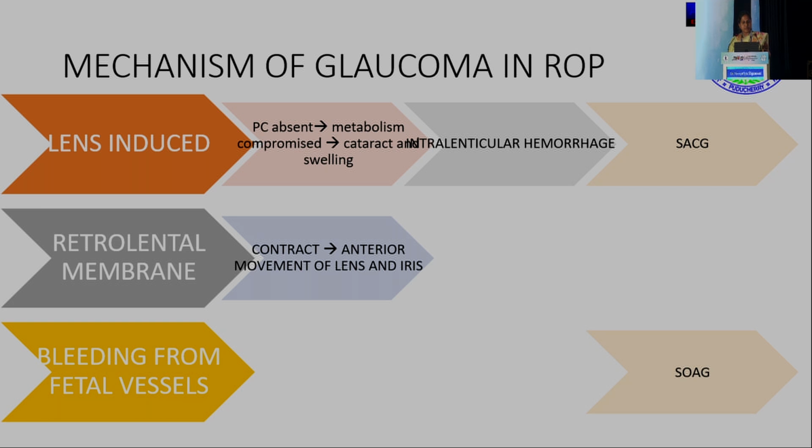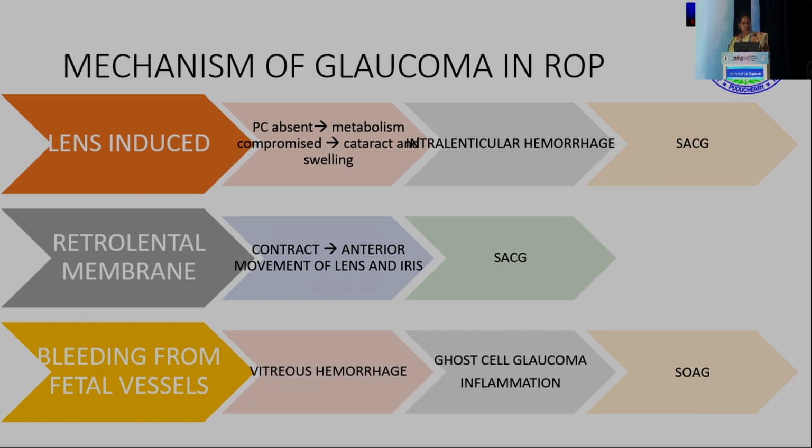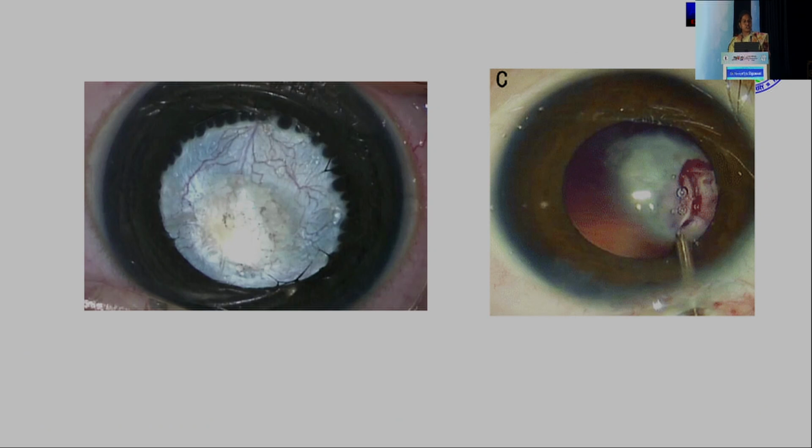And the retrolental membrane contracts, which leads to the anterior movement of the lens and iris, resulting in secondary angle closure glaucoma, and bleeding from fetal vessels results in vitreous hemorrhage, which can result in ghost cell glaucoma, inflammation, and secondary open angle glaucoma. So these are the pictures showing the cataract with vessels and prominent ciliary processes, and during surgery the bleeding in the lens.